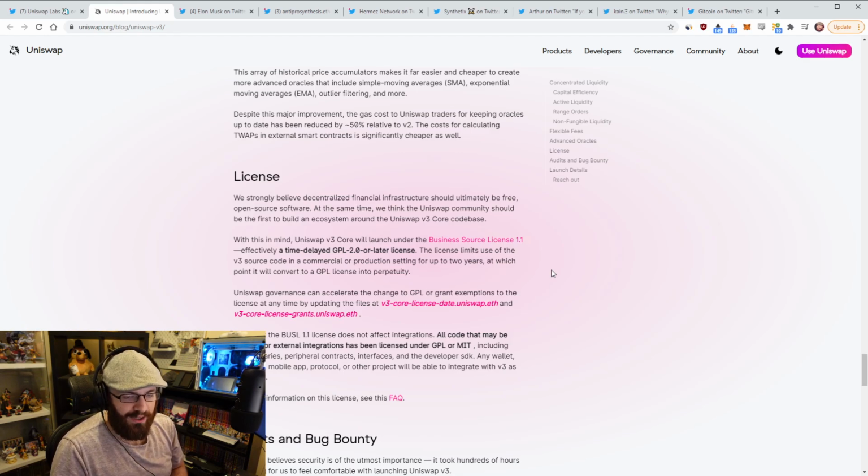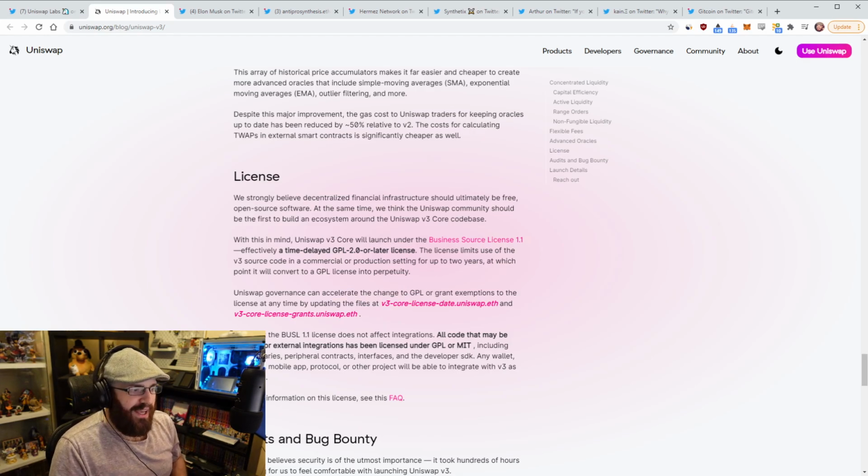But only for 2 years. So it's basically a time-delayed thing where you can't directly copy Uniswap V3's code base and use it for your own project and monetize it for 2 years. And after 2 years, it goes to a GPL 2.0 license, which basically allows you to use it as you would in general open source software. And that will last into perpetuity. They actually mention here that Uniswap governance can accelerate this. They also can probably push it back as well, I'm assuming.